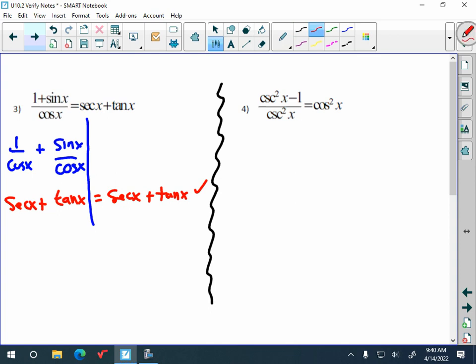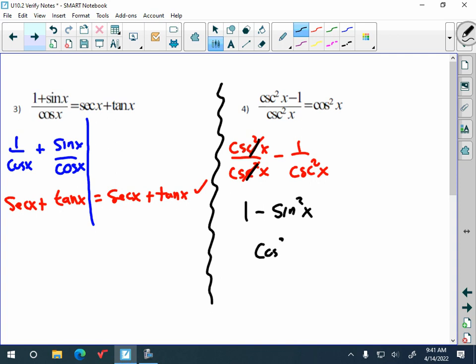All right, so if you use splitting, then it's cosecant squared x over cosecant squared x, minus 1 over cosecant squared x. Now that cancels out, meaning it cancels out to 1, not 0. And then 1 over cosecant squared is sine squared. And 1 minus sine squared is a Pythagorean identity, which is cosine squared. And that's what I'm trying to prove.